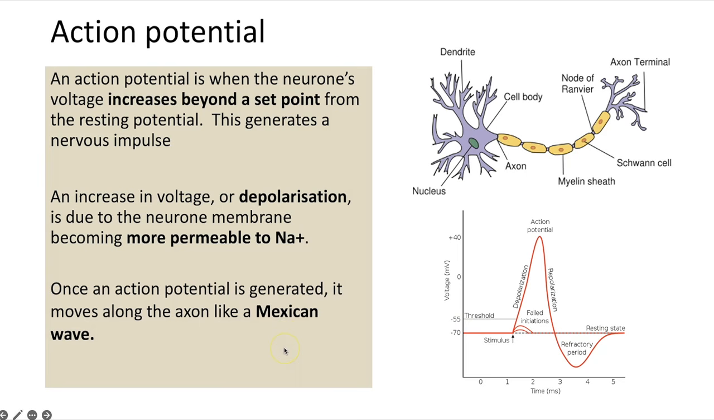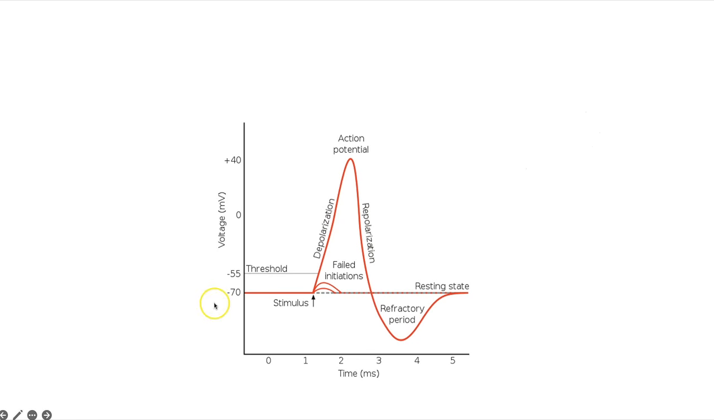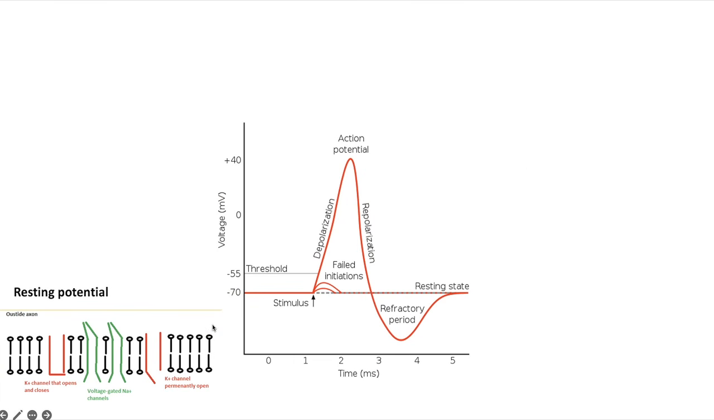Once an action potential is generated, it moves along the axon like a Mexican wave. So you'd have to generate that action potential at this point on the axon. That would then trigger an action potential at this node of Ranvier, and then this one, this one, this one, this one. And that's what we mean by the movement being like a Mexican wave. So let's go through then how an action potential is generated.